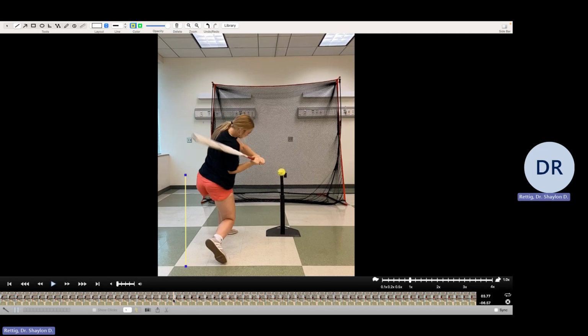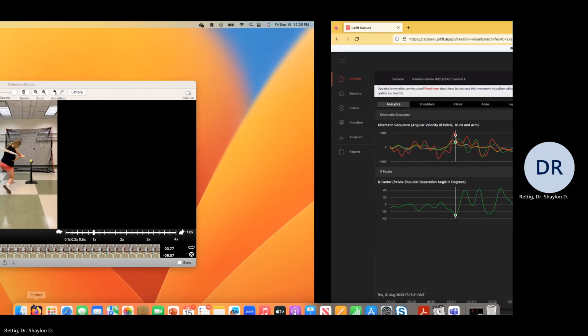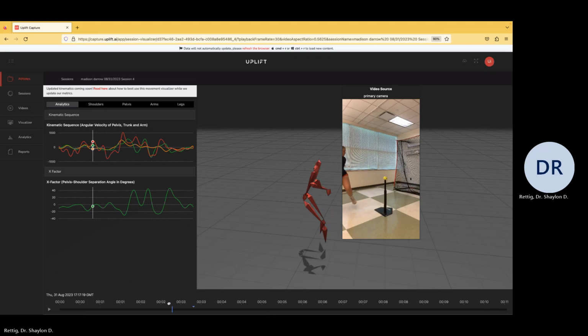Now I'm going to switch over to the 3D analysis piece. And here, we're going to look at what we refer to as your X factor. So how much separation do you get with the upper body and the lower body? All right, and I have to see if I can get it accurate because you're a little bit out of the screen.